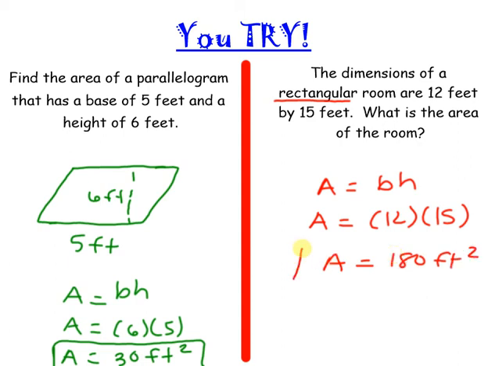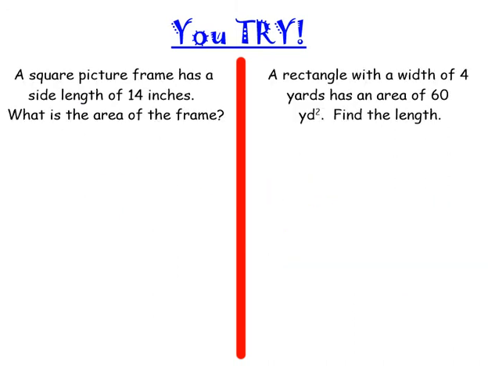All right, so for the first one, I drew a picture of a parallelogram just to help me. You should have gotten 30 feet squared. And for the second one, when you multiplied base times height, 12 times 15, you should have gotten 180 feet squared. Okay, try these two. Again, draw a picture if it's helpful.